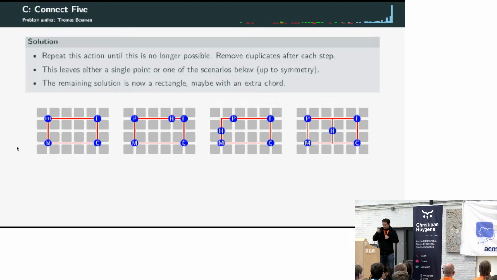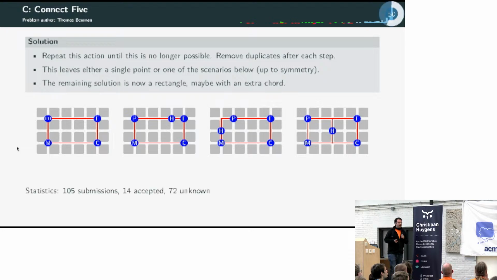So if you did it carefully, the amount of casework was sort of manageable, and 14 teams managed to do this before the freeze, but there were still 72 submissions during the freeze, so we will see how many joined those 14 teams in the end. Okay, I'll next hand it over to Khaled, I believe, who will talk about problem M.